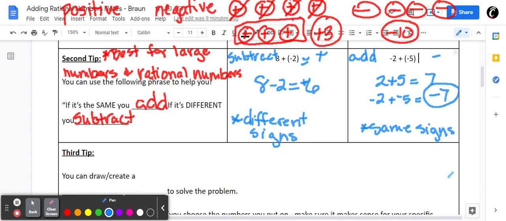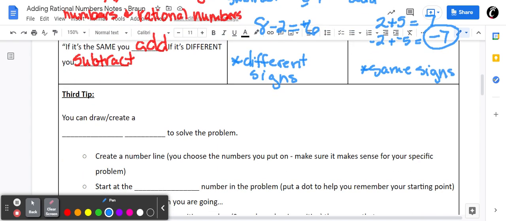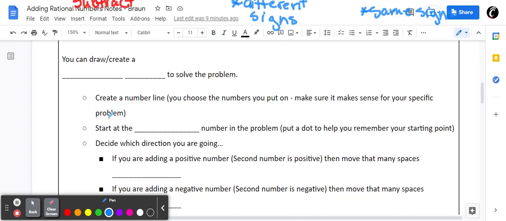So again, when the sign is the same, we're going to add. If the signs are different, we subtract. Okay, so this is going to bring me down to my third tip. And our third tip, or our third trick here, is that you can always draw or create a number line to help us solve the problem. So we will create a number line.